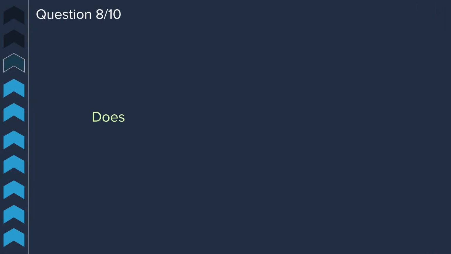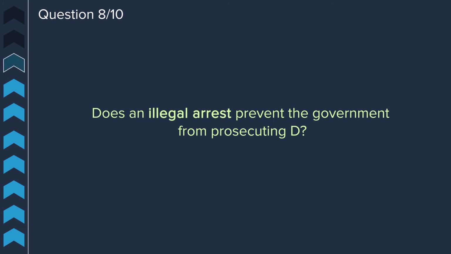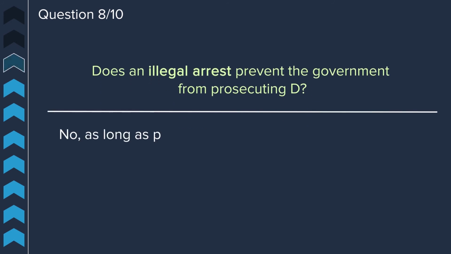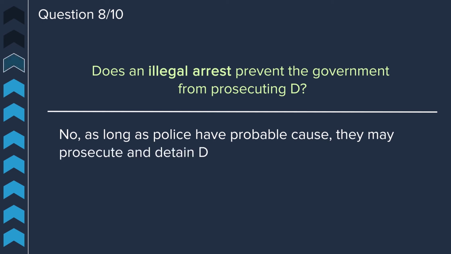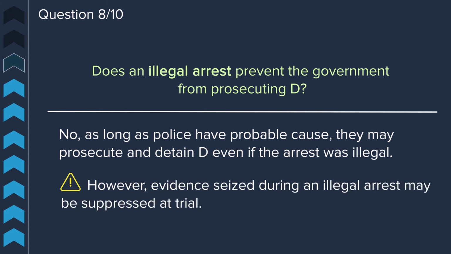Question 8. Does an illegal arrest prevent the government from prosecuting the defendant? No. As long as the police have probable cause, they may prosecute and detain the defendant even if the arrest was illegal. Note, however, that any evidence seized during an illegal arrest may be suppressed at trial.